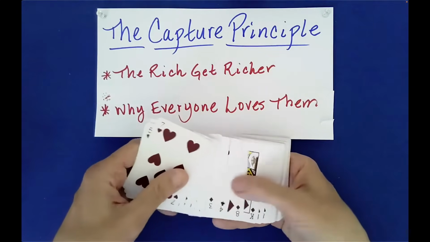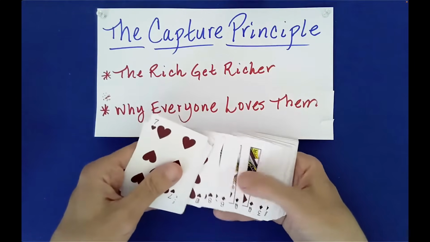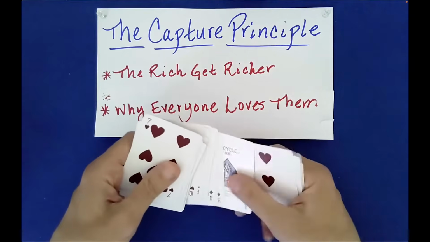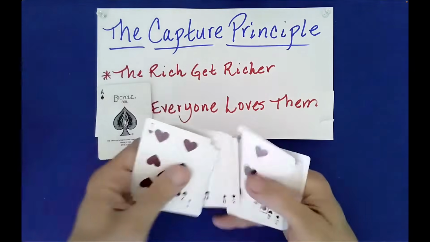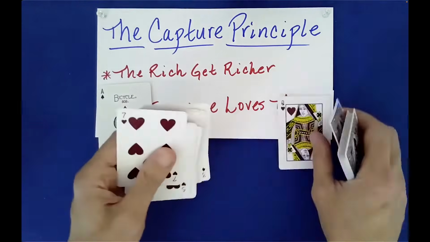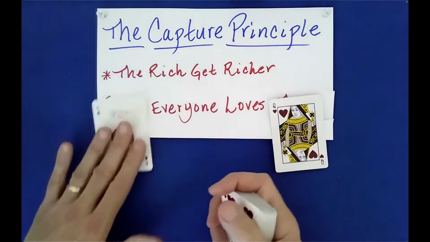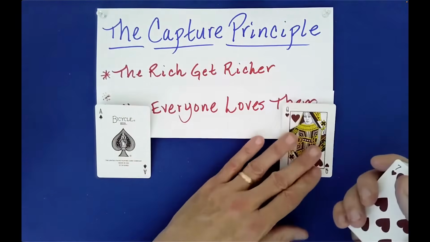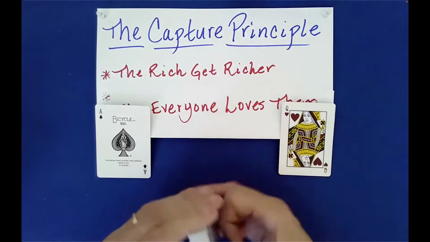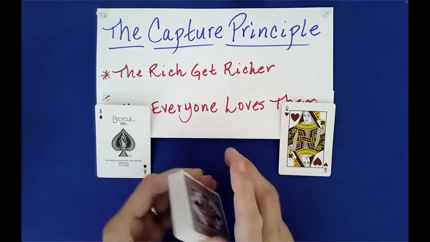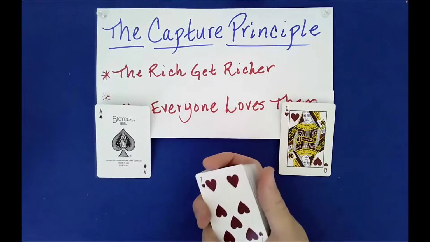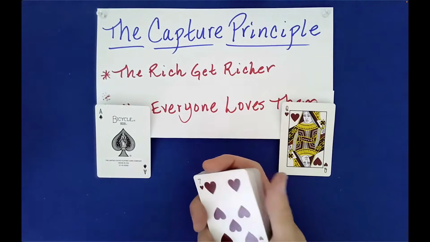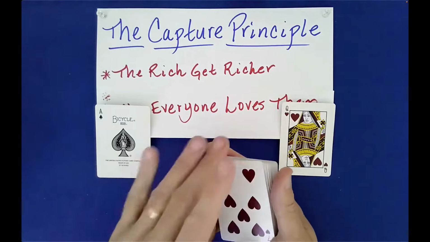Ace of Spades and the Queen of Hearts. Oh, there's the Ace of Spades. There you go. Oh, there's the Queen of Hearts. Okay. So these are two of the most beloved cards in the entire deck. And now what I'm going to do is choose what I call two prediction cards.